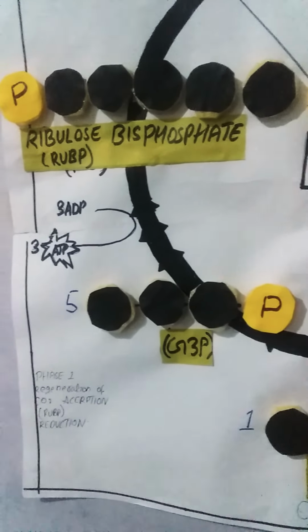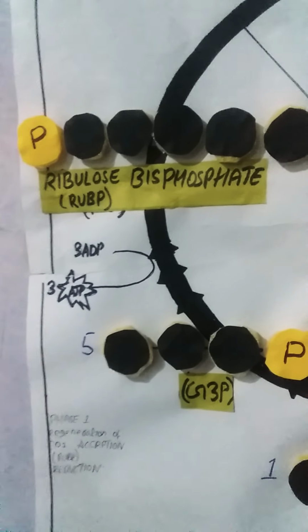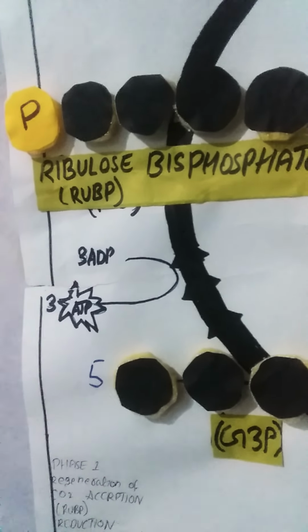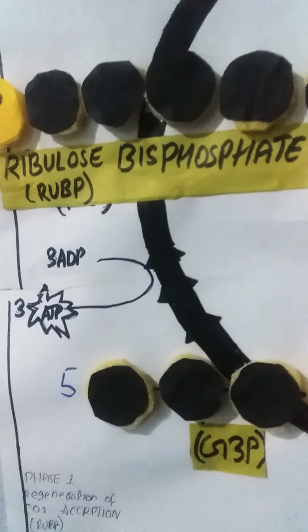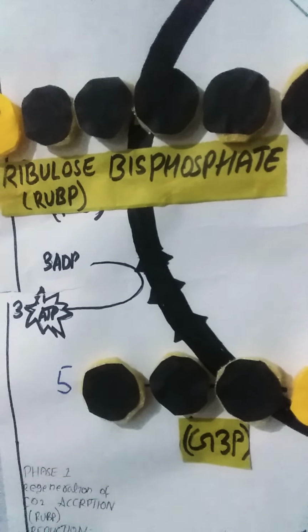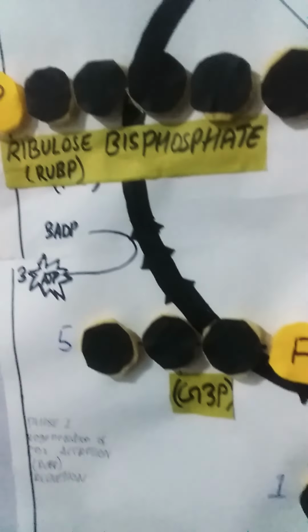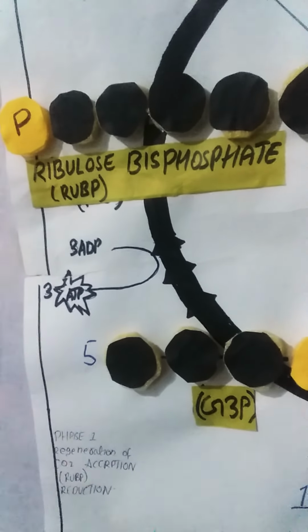Out of 6, 1 moves out of the cycle and forms glucose, fructose and other sugars of photosynthesis, and the 5 remaining move on and regenerate, you can see, the ribulose biphosphate. At that step 3 ATP are utilized to form the phosphate that attaches to the glyceraldehyde 3-phosphate and regenerates the ribulose biphosphate.